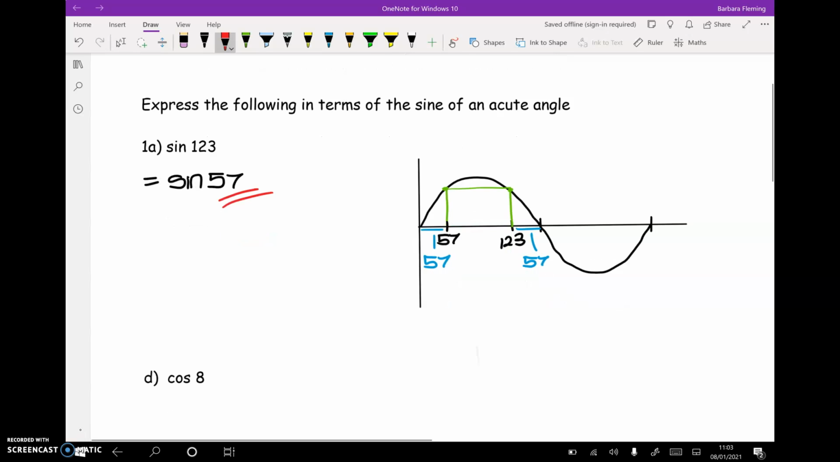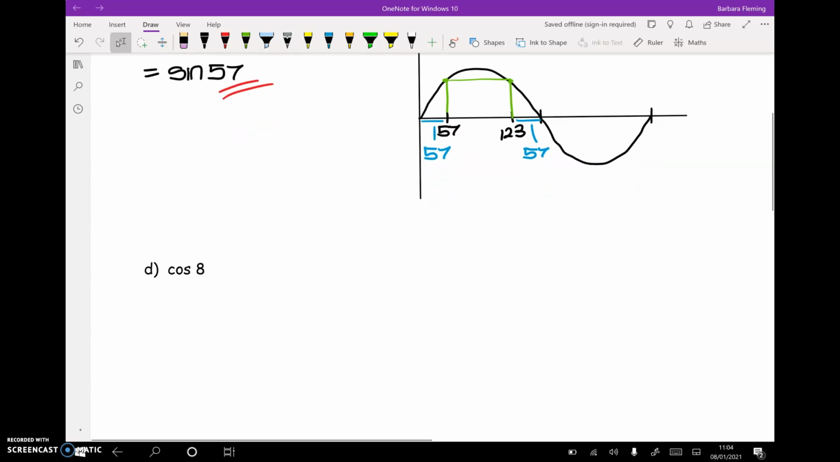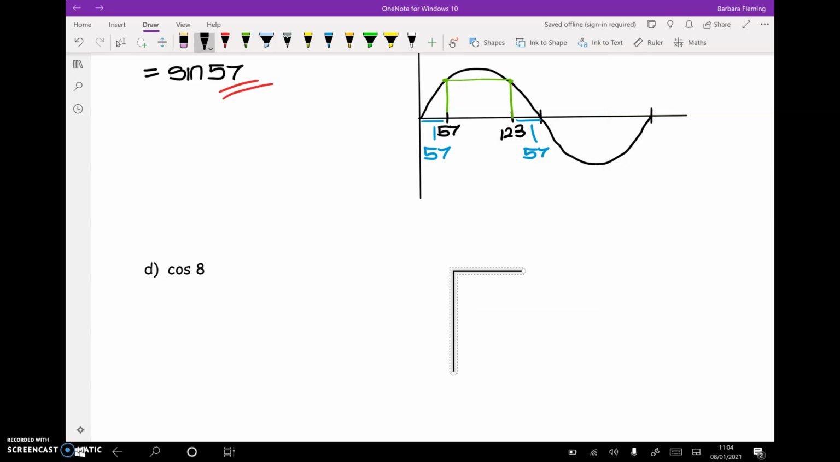Okay. So our next one, we've got cos of 8. Now this is definitely an acute angle. So we're going to be drawing a right angle triangle here. Doesn't matter what direction it is. So there we go. Right angle triangle. Let's say this angle was our 8 degrees. So we've got cos of 8.